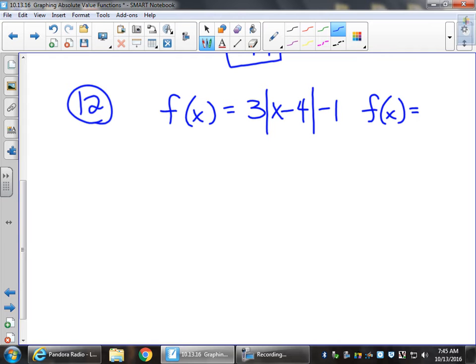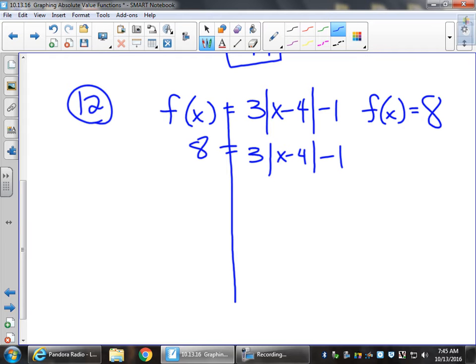And it says f of x equals 8. Are you being given a value for x or a value for y? The y value. So literally, where I see f of x, I will be substituting in 8. And we need to solve this. We need to solve this for x.